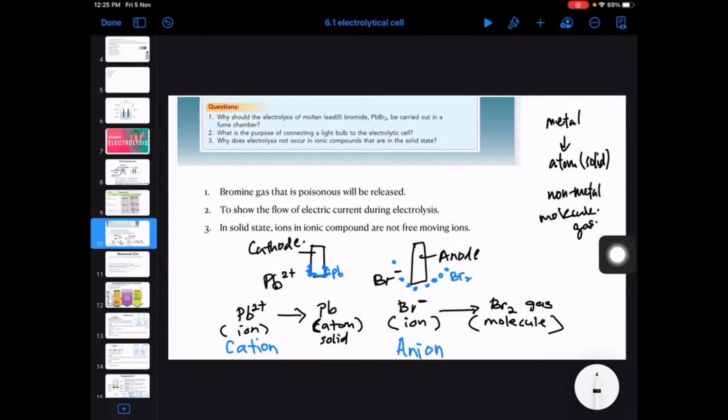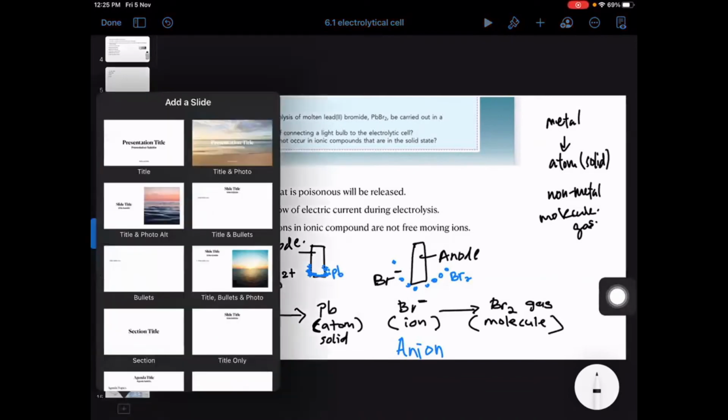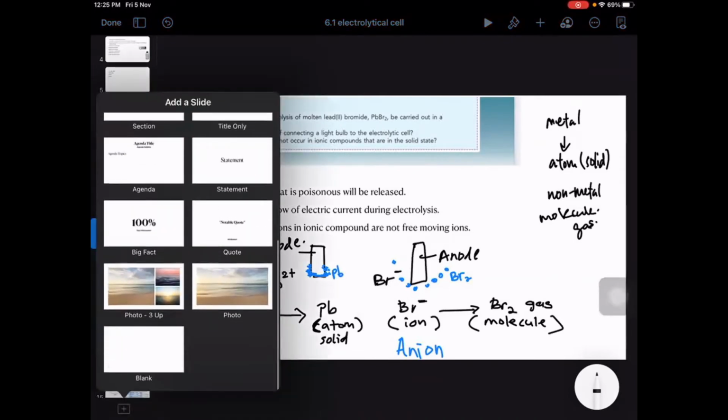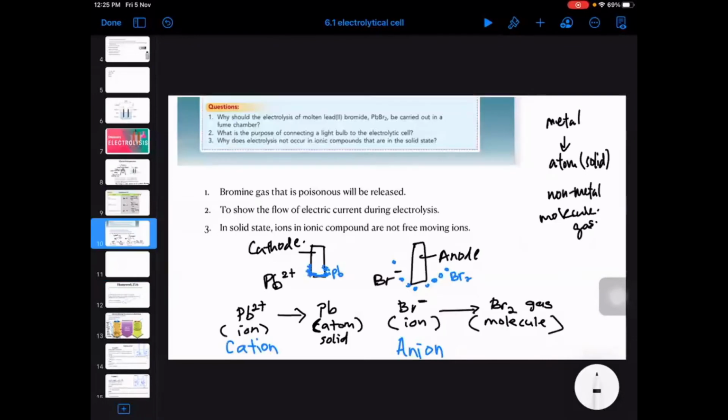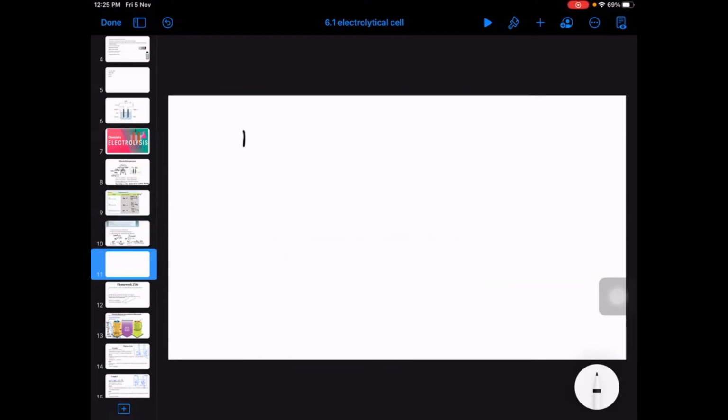Let me explain why. Why the lead ion Pb2+, the charge is gone and it becomes Pb only, and why bromide, the negative charge is gone and it becomes bromine gas. First we look at the lead ion, lead 2+. What does this 2+ mean?